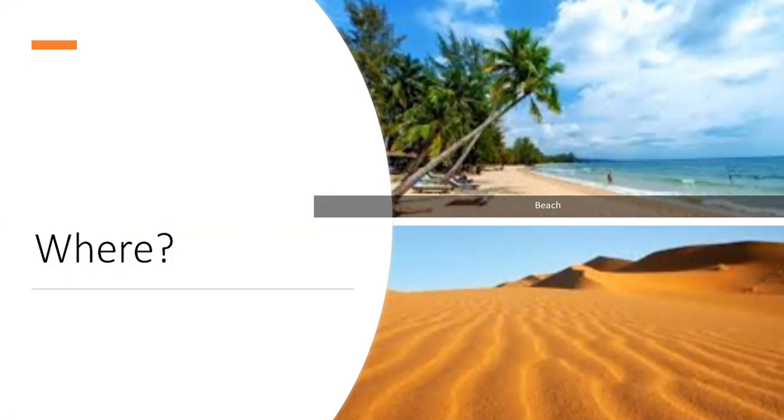The other picture is just the desert. If you can see the picture clearly, there are typical sand dunes right where the beach is and right where this desert is. So that's where we can find sand dunes. Let's go to the next slide.